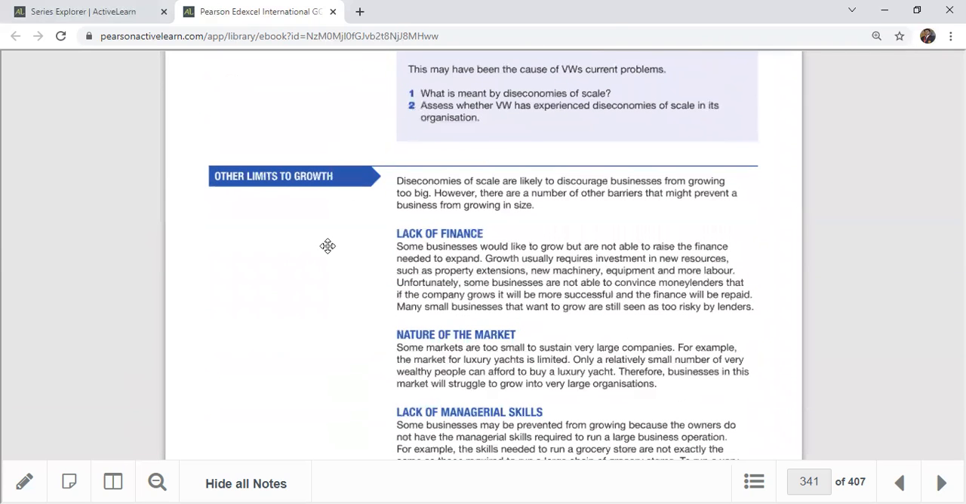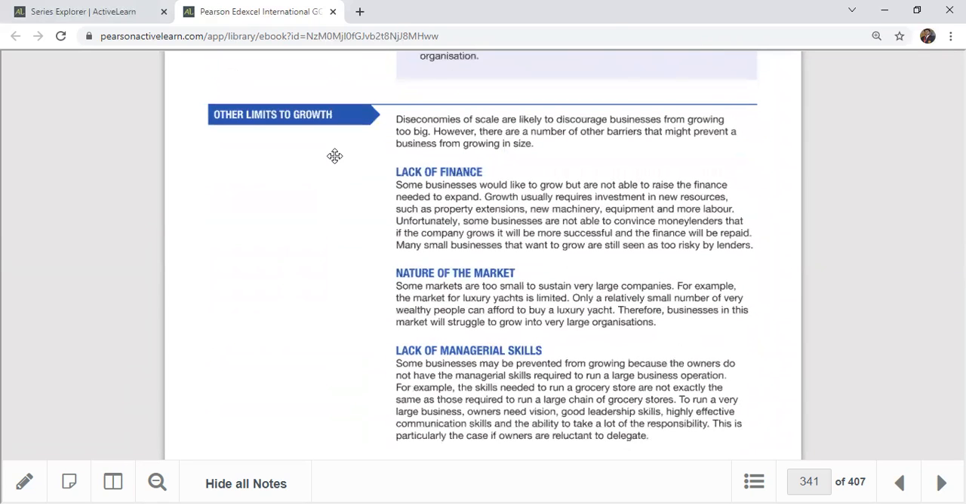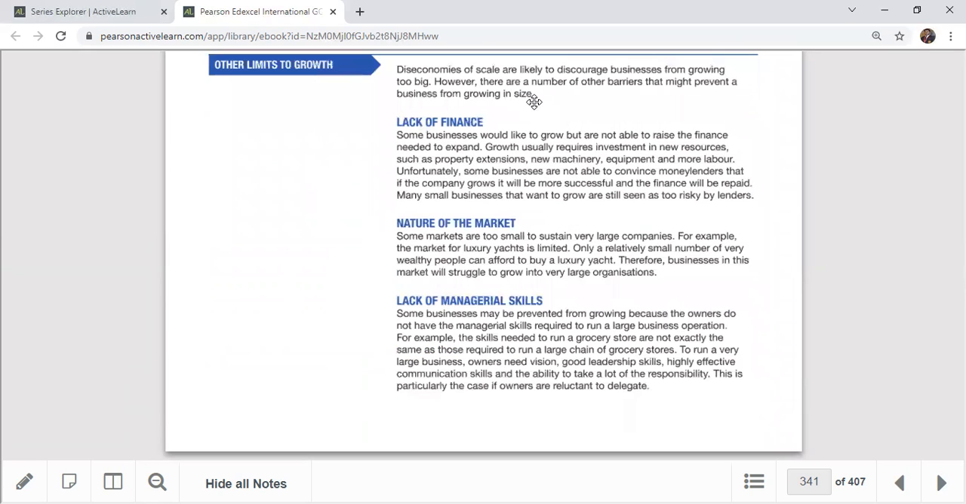And we talk about mainly the other limits of growth also. Some business organizations may have some limitation of growth, sometimes because of the lack of finance. Businesses want to grow to the next level to get scale, but they can't do it because of lack of finance, because of the nature of the market.